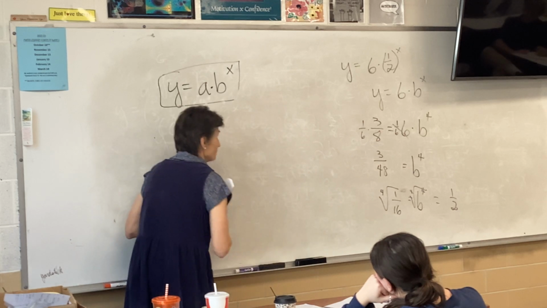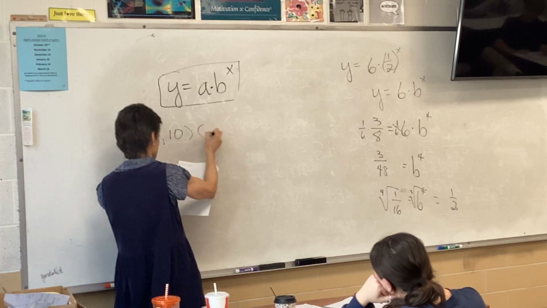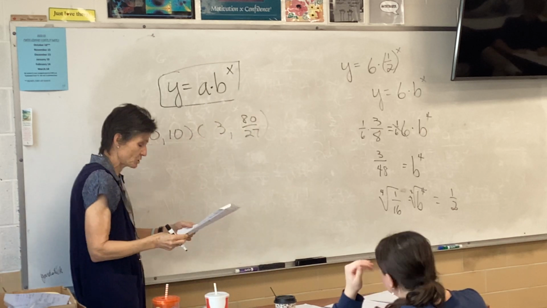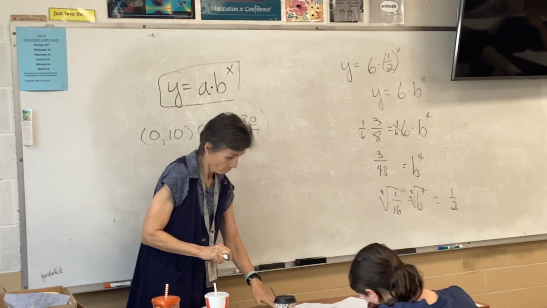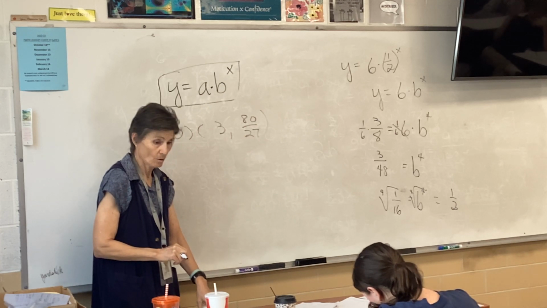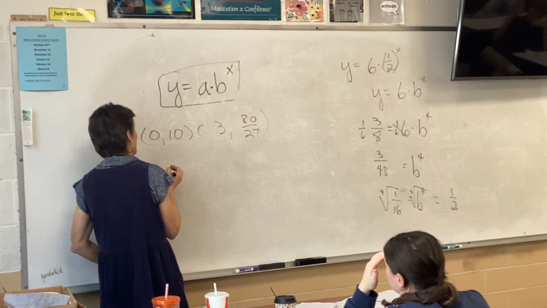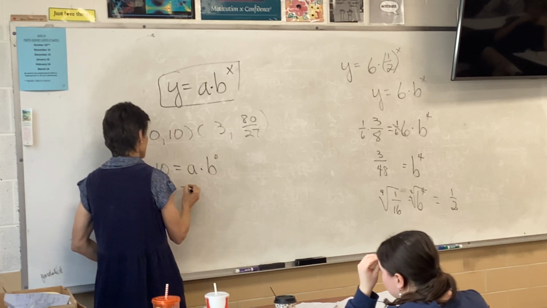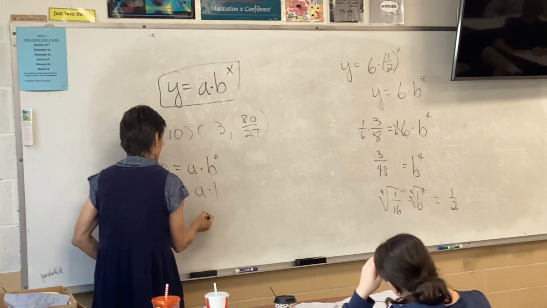All right, one more, then we'll go to lunch. Here are our points, 0, 10, and 3, 80/27. I am not afraid of fractions. All right, so what do I know right off the bat? I know A is 10. Now, I'm gonna go ahead and work it out. You do not have to, but just in case there are people out there who are a little bit confused, A is 10.